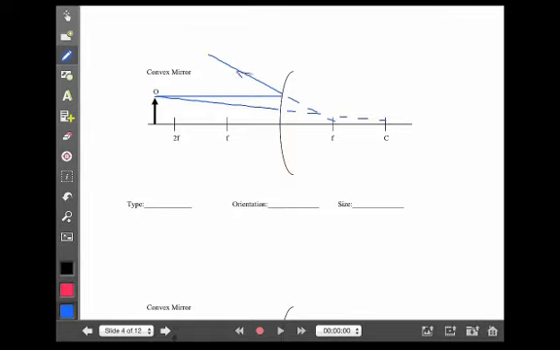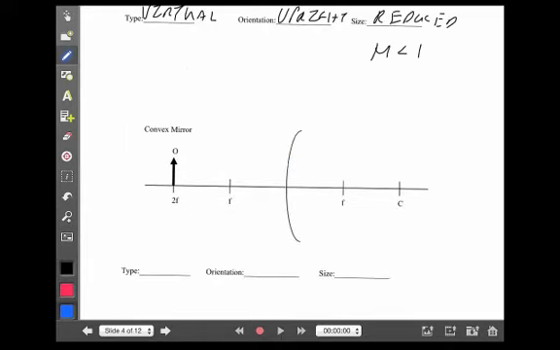Now, there is an intersection point. These lines tend to intersect right in here, inside virtual space, which means it is a virtual image. It appears inside the mirror. It can't be projected onto a screen. It's upright, and it's clearly reduced, smaller. Magnification less than 1.